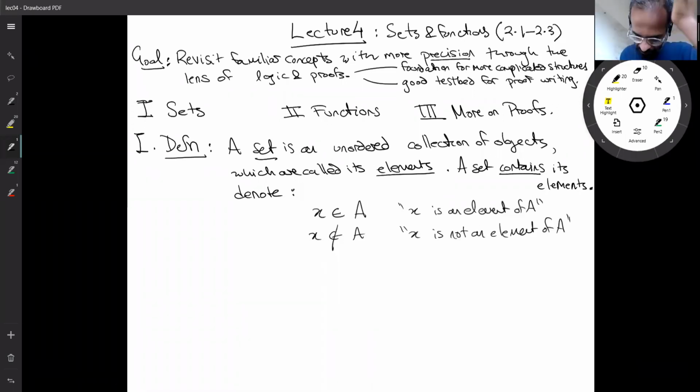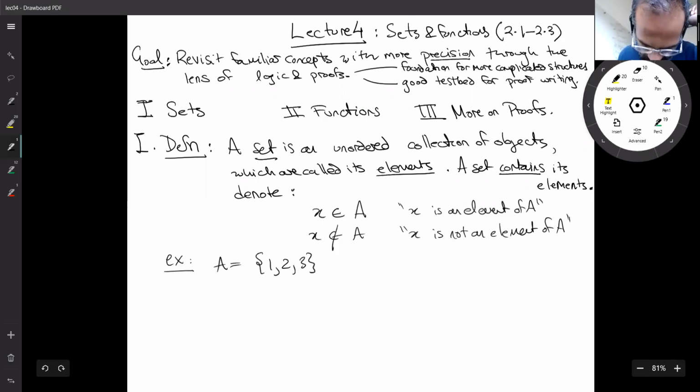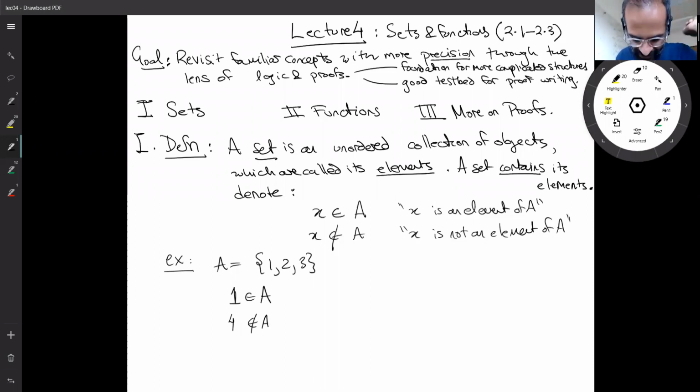So let's look at a few examples before we go on. Here's an example of a set: {1, 2, 3}. The number 1 is certainly an element of the set because it's contained in this collection. 4 is not an element of the set. And importantly, the order doesn't matter. The only thing that matters about a set is what are its elements. So this is the same set as if I change the order to {1, 3, 2}.